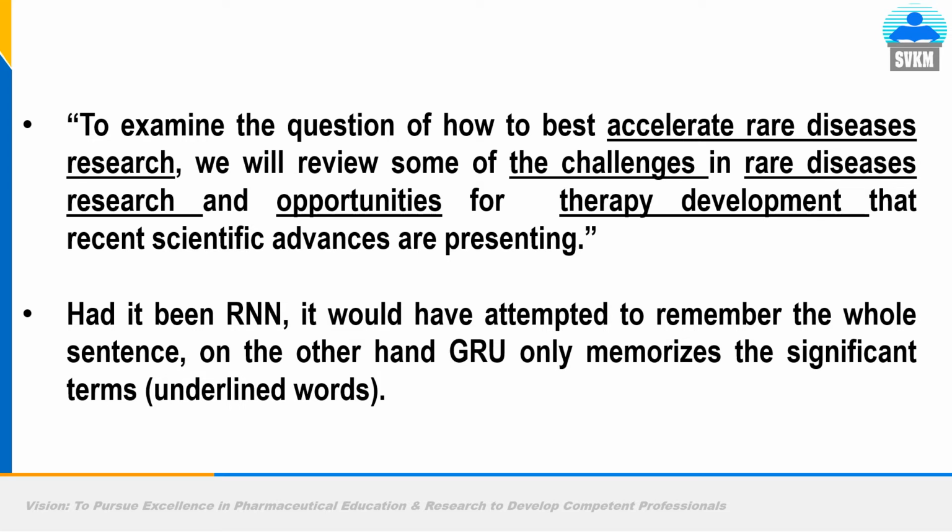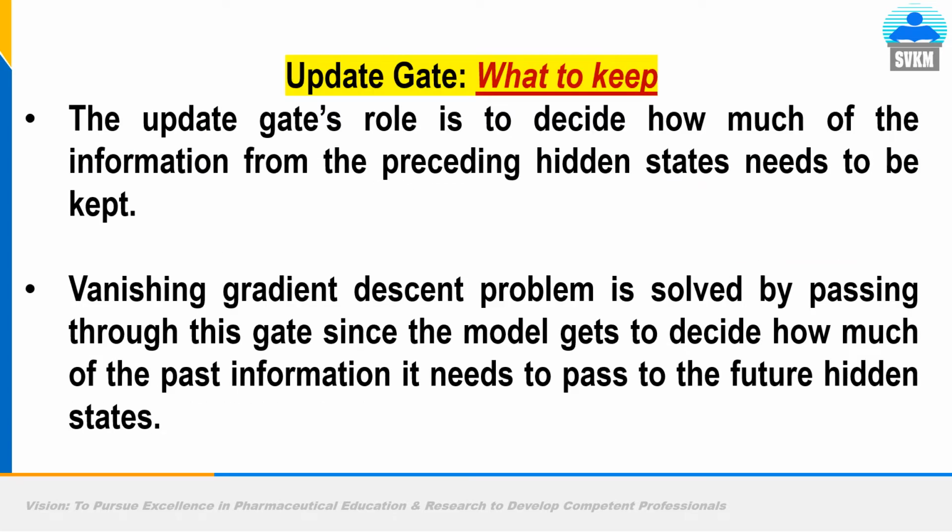To examine the question of how to best accelerate rare diseases research, we will review some of the challenges in rare diseases research and opportunities for therapy development that recent scientific advances are presenting. So had it been RNN, it would have attempted to remember the whole sentence. On the other hand, GRU only memorizes the significant terms which are underlined here, that is, accelerate rare diseases research, which is a challenge, and we have to go for therapy development. These are the important words which summarize entire sentence essence or the meaning.